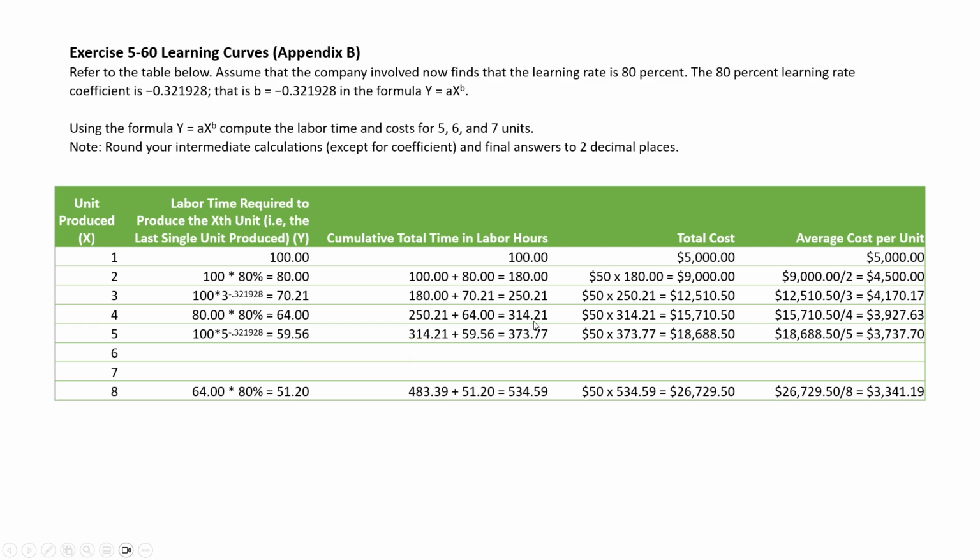In cumulative time, it took us 314.21 approximate hours to make through unit number 4. Add the 59.56. Our estimation is 373.77 hours to make unit 1 through 5. Multiply that times $50 per hour. We get an estimated total cost of $18,688.50. Divide that by 5 units, and our approximation for average cost per unit, 5 units, is $3,737.70. Again, I'll let you work through unit number 6 and 7 to make sure you balance out to the totals for unit number 8.